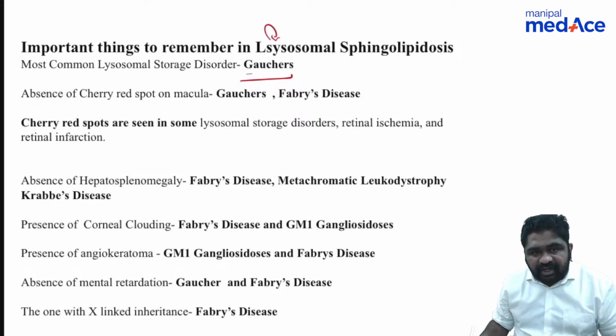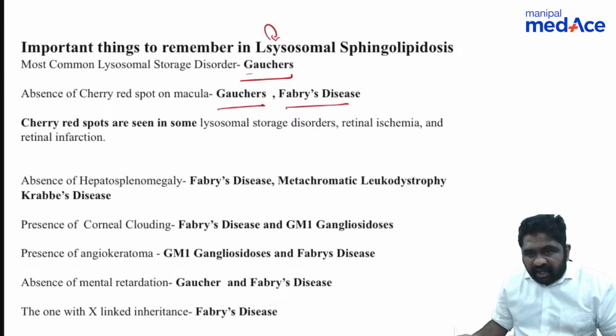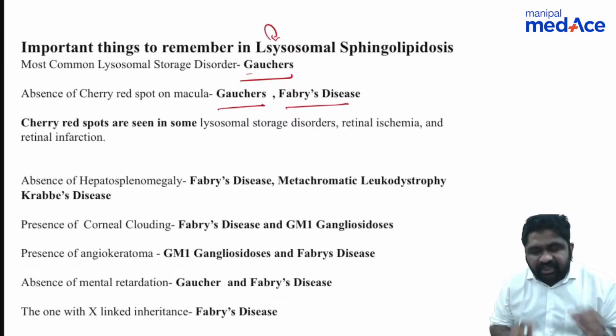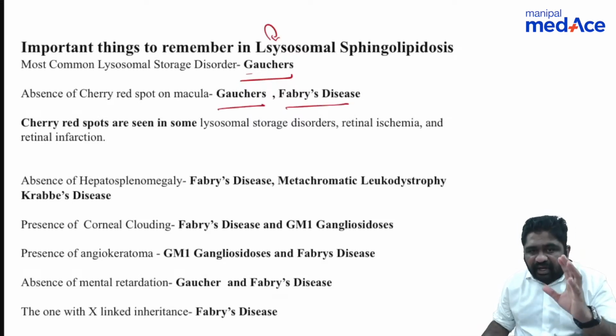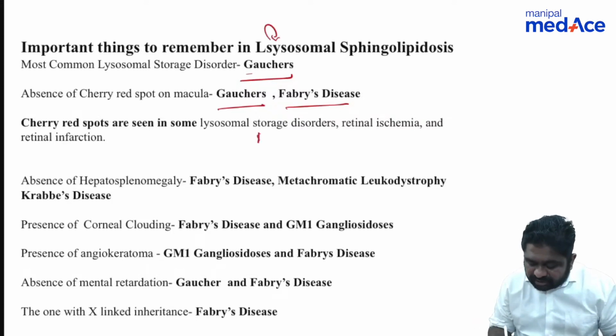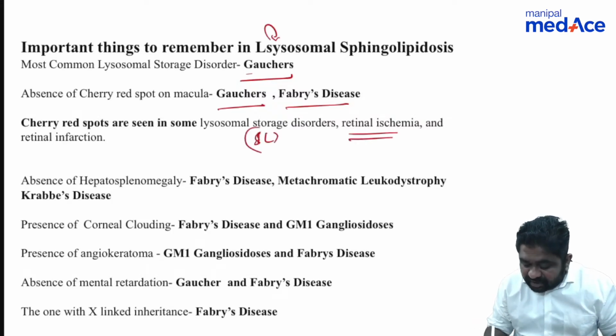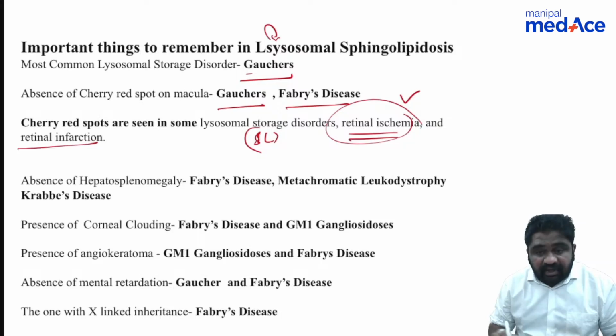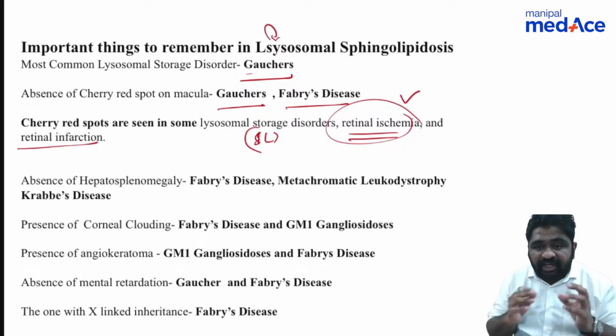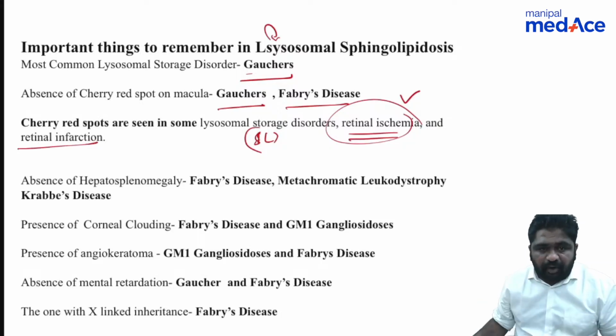Now, absence of cherry red spot is found in case of Gaucher's and Fabry's disease. Cherry red spots are seen in most of the lysosomal storage disorders of the sphingolipids, plus whenever there is retinal ischemia and when there is retinal infarction. For example, CRAO, central retinal artery occlusion, you can have cherry red spot.